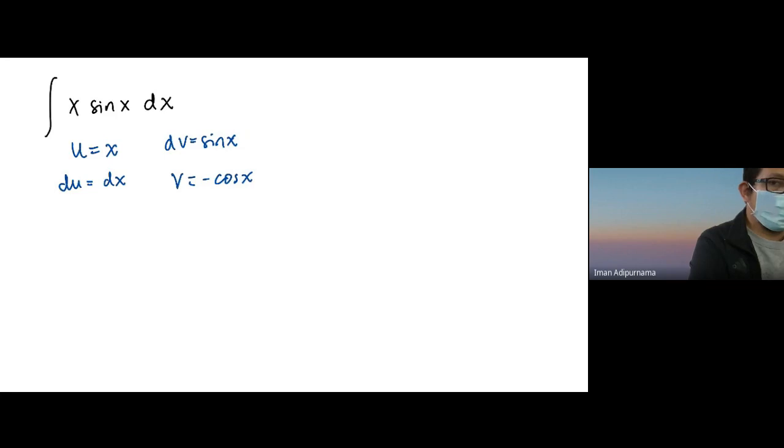Now, if you look here, we can apply the formula, and this becomes negative v du. v is negative, so it becomes plus here, and we have cos x dx, right? This will be plus.